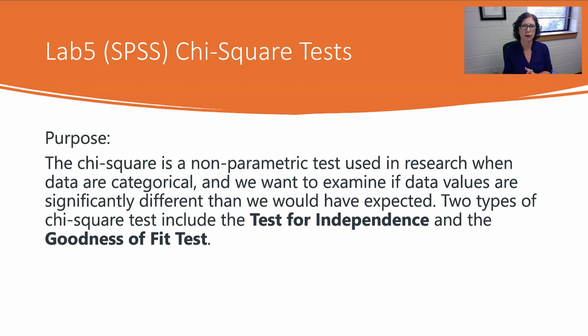Now, the two types of Chi-Square test we'll be working with are the test for independence and the goodness of fit test. The materials you'll need for this lab are the dataset survey.sav from Pallant and the Labsheet Lab5 for Chi-Square. So grab those items, open up SPSS, and we will get started.